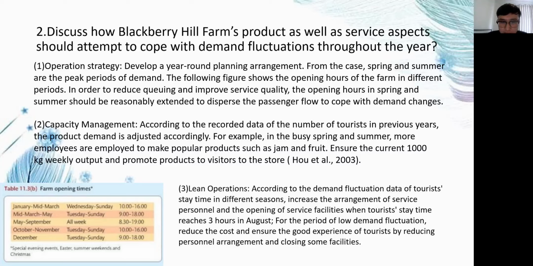The last is lean operations. According to the demand fluctuation data and tourist stay time in different seasons, increase the arrangement of service personnel and the opening of service facilities when tourist stay time reaches 3 hours in August. For the period of lower demand fluctuation, reduce the cost, ensure the good experience of tourists by reducing personnel arrangement and closing some facilities.